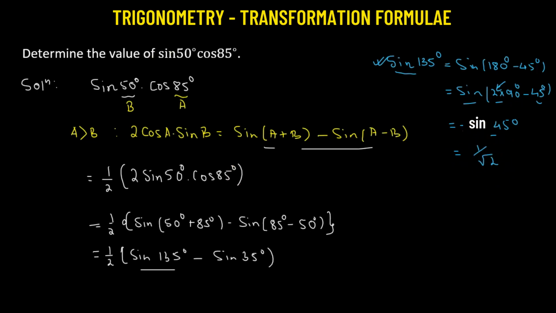So let's plug in this value, and our final result comes out to be half multiplied by 1 over square root of 2 minus sine 35 degrees. It becomes a little bit difficult to find the value of sine 35 degrees, so we're keeping it as it is. So this is the value of the product sine 50 degrees times cosine 85 degrees.